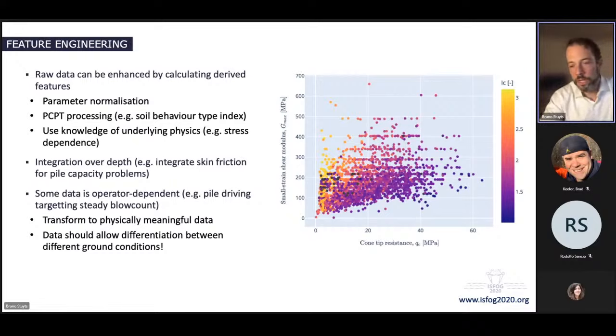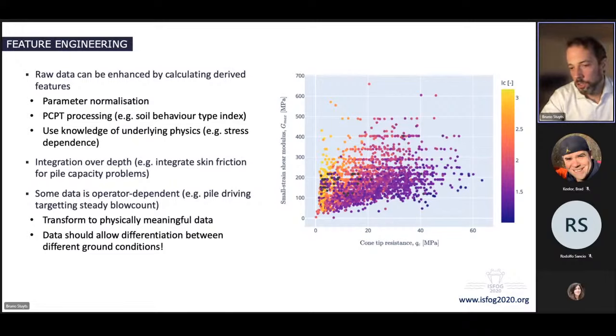We also have to recognize that some data is operator dependent. For instance, while you're pile driving, if your operator is targeting a steady blow count, just wants to advance at a given number of blows per meter, then that blow count is not going to carry a lot of information, is not going to differentiate very well in terms of soil behavior.